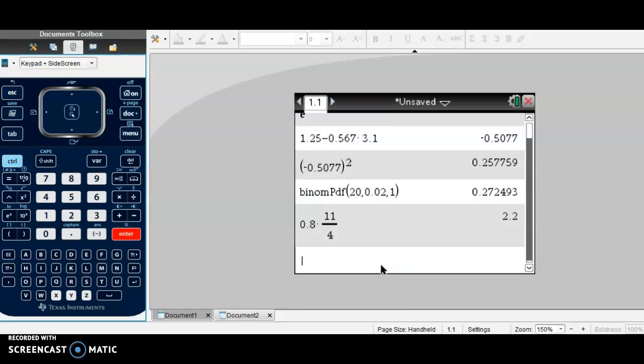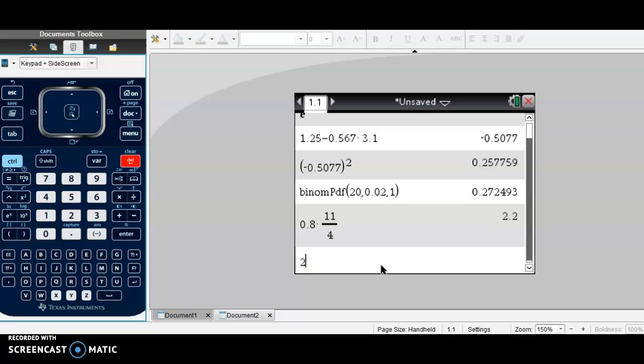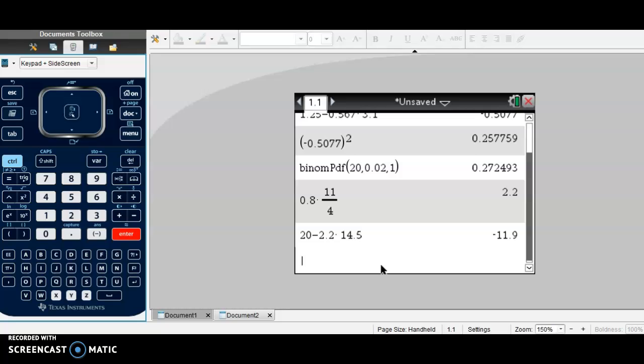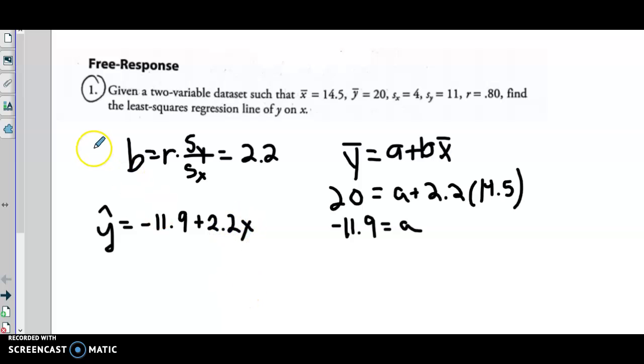I'm going to put that in the calculator. So I'm just going to do it all at once: 20 minus 2.2 times 14.5. And I get negative 11.9, so that's my y-intercept. And I have my regression line, y hat equals A, so negative 11.9 plus 2.2x. It didn't ask me to interpret. Sometimes it'll ask me to interpret. I think we'll get to a few of those in a little bit.